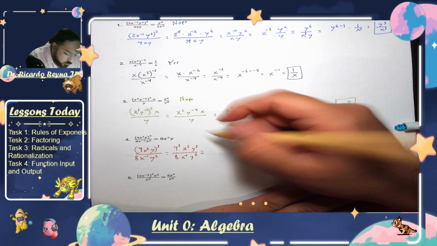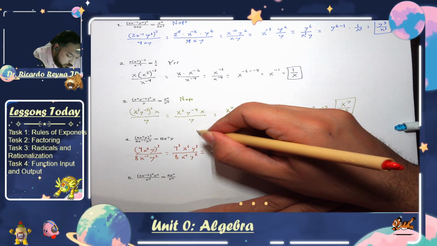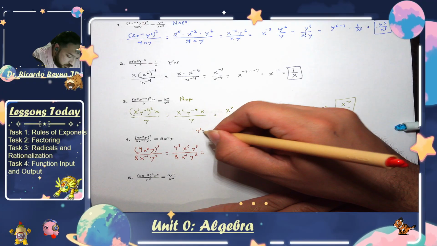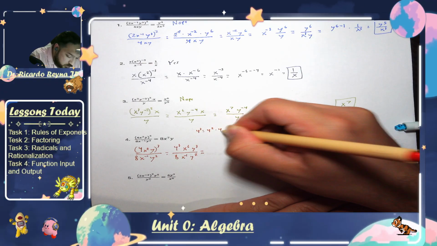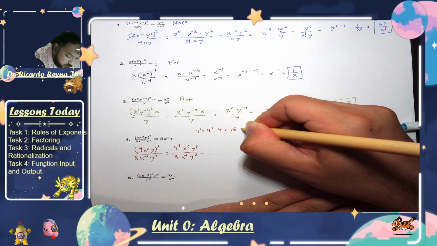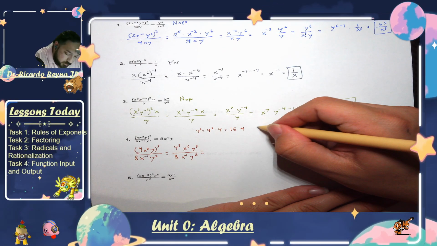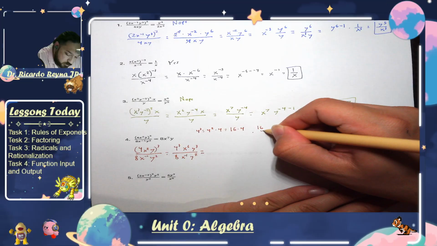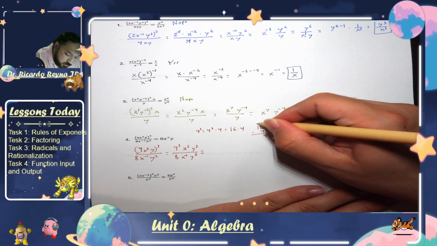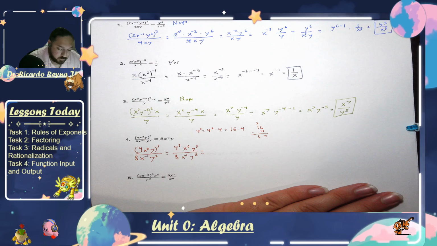Okay. So we have 4 to the third is 4 squared times 4. That's going to be 16 times 4. And that's going to be 64. Okay.